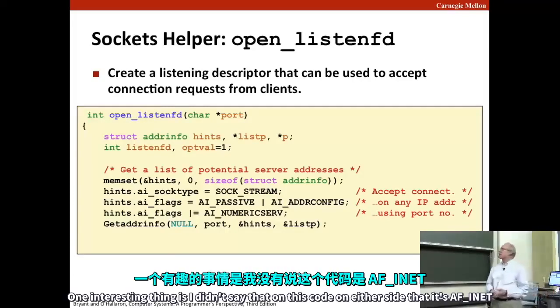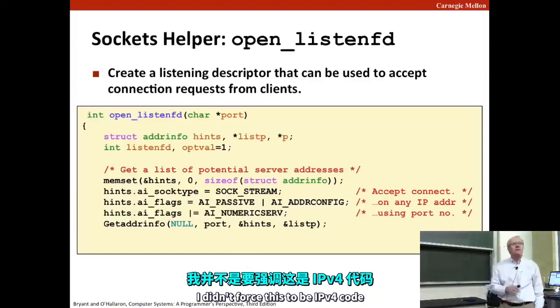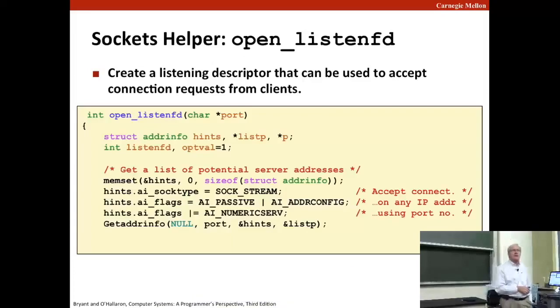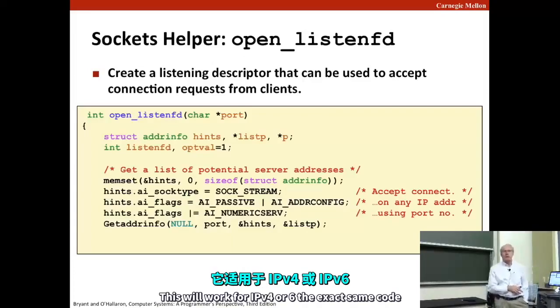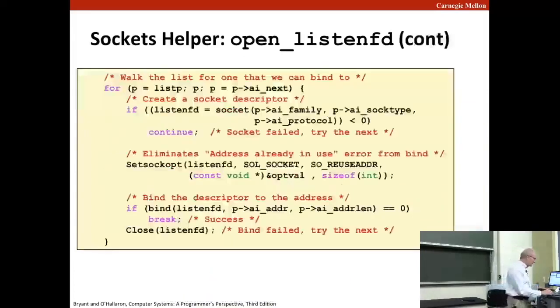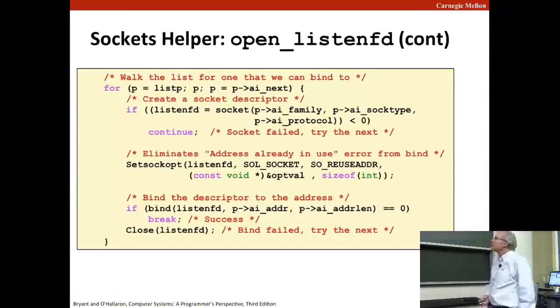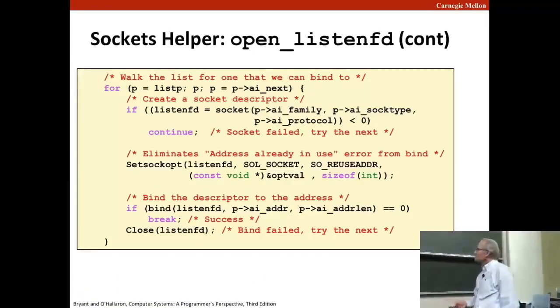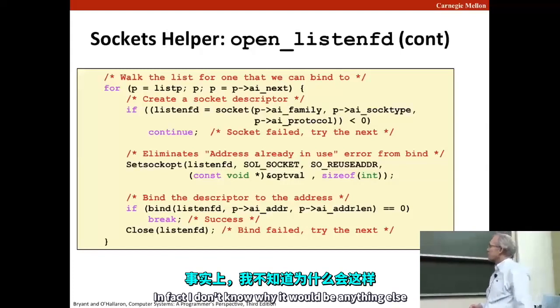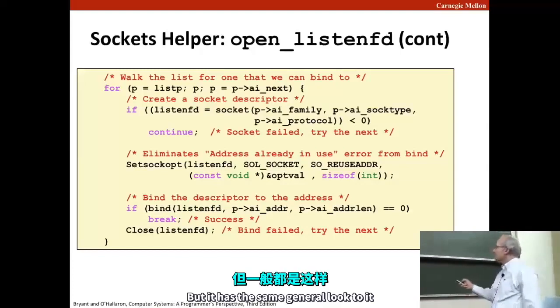One interesting thing is I didn't say on this code on either side that it's AF_INET. I didn't force this to be IPv4 code. This will work for IPv4 or 6. The exact same code. Okay, so again, list p comes back with a list of stuff. Typically that list will be of length 1. In fact, I don't know why it would be anything else, but it has the same general look to it.